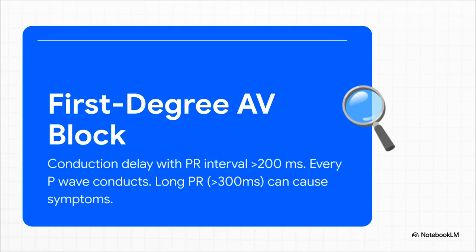What this looks like on an ECG is a PR interval that's longer than 200 milliseconds, or one big box. But the most important thing to remember here is that every single P wave is still followed by a QRS complex. It's really just the delay, not a truly dropped beat.